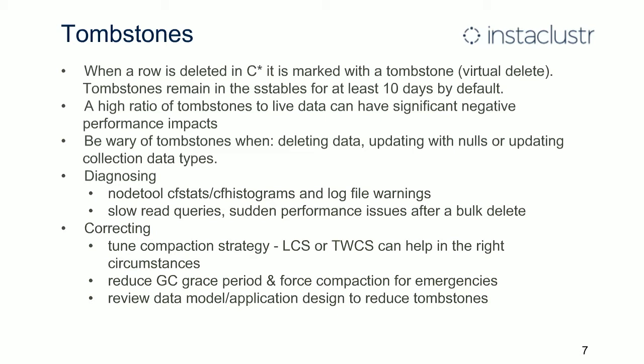So there are tools to help you diagnose where you've got high levels of tombstones. The CF histograms give you a ratio of tombstones to live cells as one of the stats that they provide. There are also log file warnings when the ratio of tombstones to live cells is too high. The general symptom, which I probably should have mentioned, is slower than desired read performance, and then you can look into nodetool stats to see if tombstones are an issue.